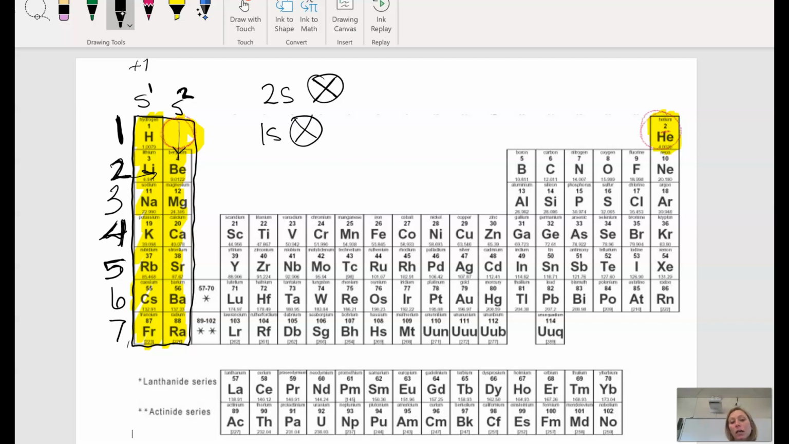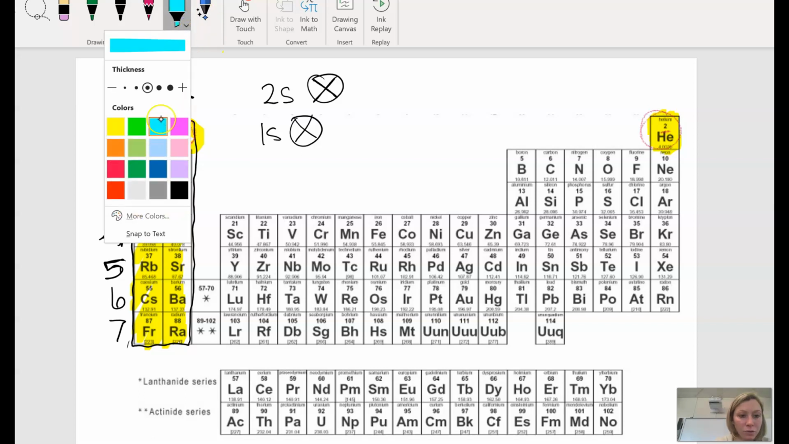It's that 1s electron that's kind of hanging out, not attached to anything else, and so it's easy for those elements to lose that 1 electron. Okay, so if you label your rows across, you should go 1, 2, 3, 4, 5, 6, all the way to 7. You have this periodic table, so that is how you should also label it.